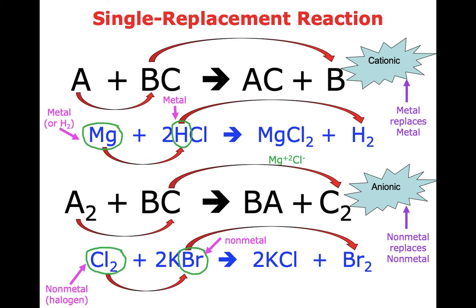Then we're going to combine the potassium and the chlorine, keeping in mind that potassium is a K plus and Cl is a -1. So we're going to write it as KCl. Then we do need to balance that to balance out the bromines and then to balance out the chlorines and the potassiums. So you see a balanced anionic single replacement reaction.